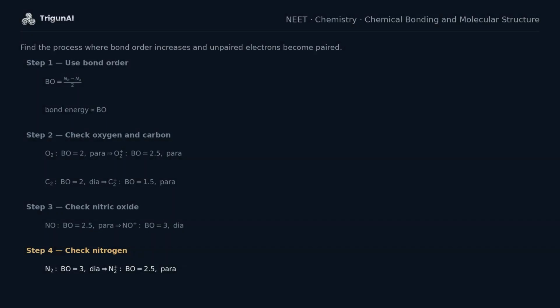For nitrogen, removing one electron lowers the bond order from 3 to 2.5 and the molecule changes from diamagnetic to paramagnetic. This is opposite to what we need.